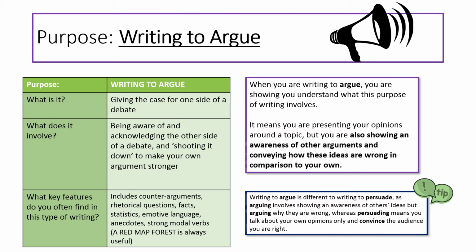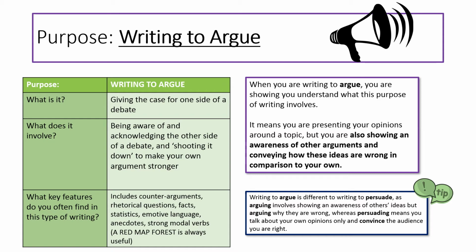However, in doing so, and this is really, really important that you write this down, you have to acknowledge those counter-arguments. You need to be aware and acknowledge the fact that other arguments that go against yours do exist, but then you shoot those down to make your own argument stronger. All right, so you can make your first key point in the argument that you're making, then introduce what someone else might say against you, but then shoot that down to make your argument stronger. All right, and that's a key part of writing to argue.